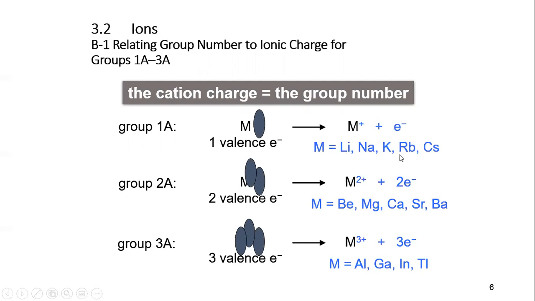So all the elements in group 1 all have a +1 charge. All the elements in group 2 have a +2 charge. And all the elements in group 3 have a +3 charge. Because again, when they have these charges, they now have 8 valence electrons.